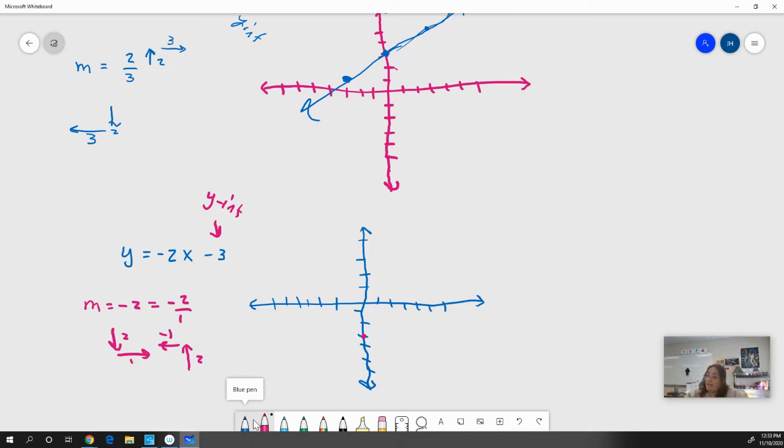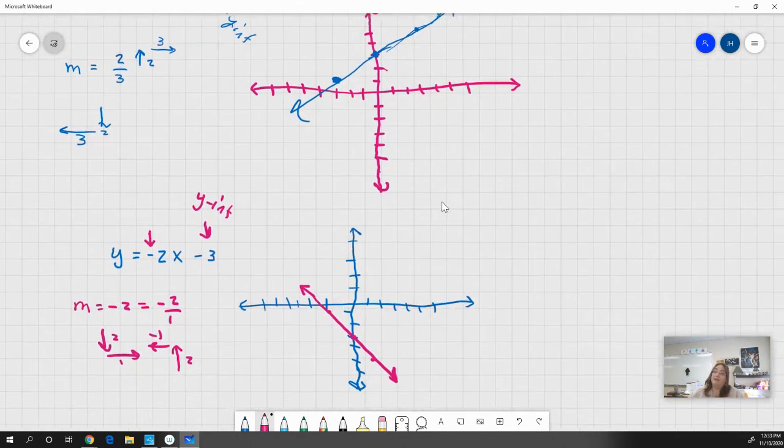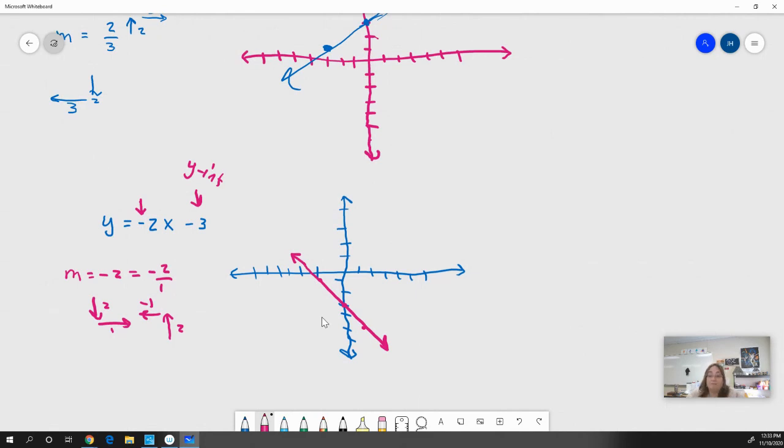So we have our point at -3, and we know our slope is -2, right? So I can either take it down 2 and +1, or I can take it up 1, 2, and -1. Notice that the slant on this one goes down from left to right. If you ever have a negative on your slope, it is going to go down. Notice above, we have a positive slope. It goes up from left to right. A negative slope goes down from left to right.